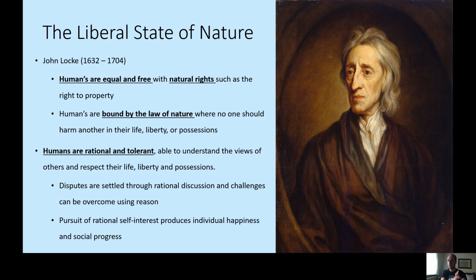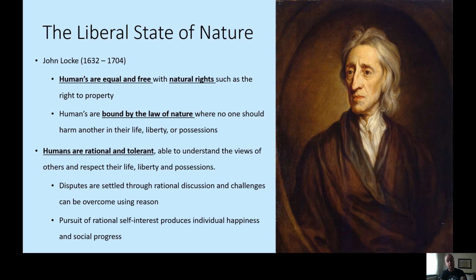Well, in liberalism and in philosophy, they have exactly the same conception. And for Locke, this natural law includes the rights to own things, to own property. So human nature is therefore bound by the laws of nature, where no one should harm another in their life. They shouldn't harm someone else's liberty, and no one harms another person's possessions. So the fundamental law of nature for Locke is that none of these things would naturally be damaged.